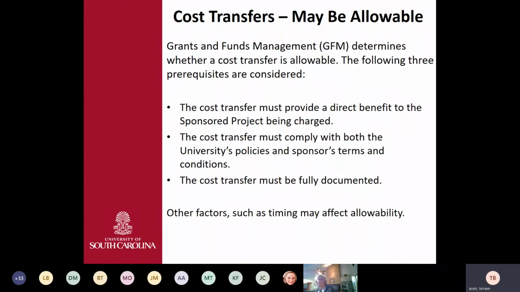As we mentioned in the beginning, all cost transfers are being heavily scrutinized by sponsor auditors and our external auditors, and the first thing they want is documentation. Why did you decide to move this so late after the original charge? How did it directly benefit this project? If we don't have sufficient documentation, we're not going to be able to approve the movement of those expenses. And of course, there are always other factors that may affect whether or not that expense is allowable, and we'll get into that a little bit later on another slide.